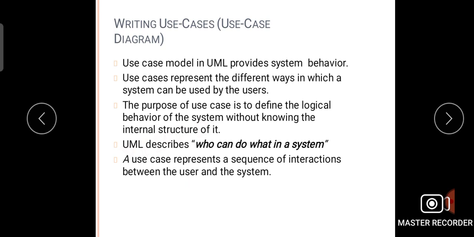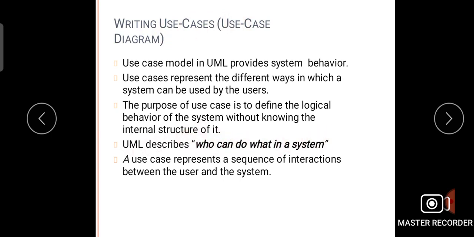The use case model in UML provides system behavior. Use cases represent the different ways in which a system can be used by a user. The purpose of a use case is to define the logical behavior of the system without knowing its internal structure. And the main theme of a use case is who can do what in the system. Once again, the main theme of a use case is who can do what in the system.